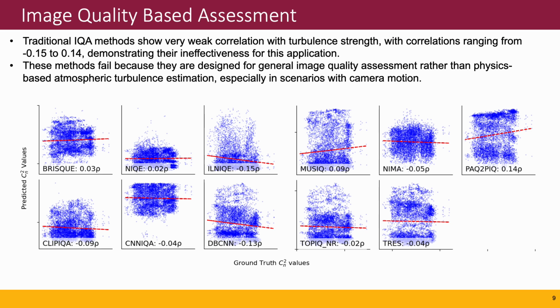Some top performers include Peak to Peak with 0.14 correlation coefficient and Music with 0.09. However, in most of the cases it is pretty bad, and in some of the cases the correlation comes out negative.